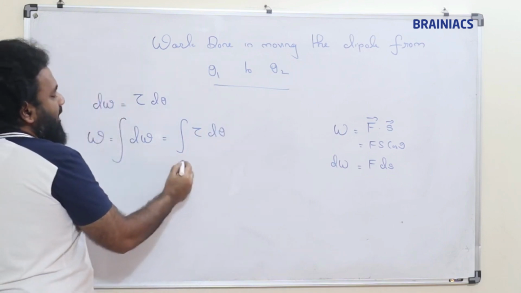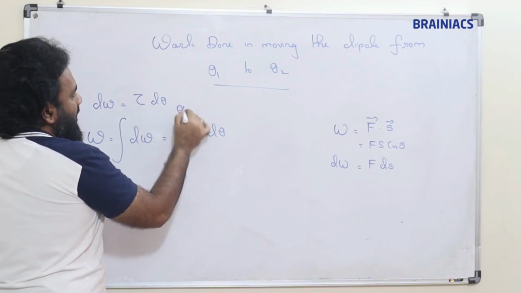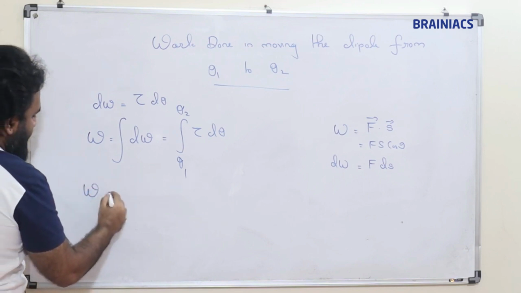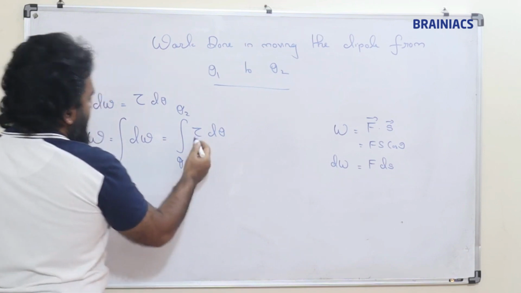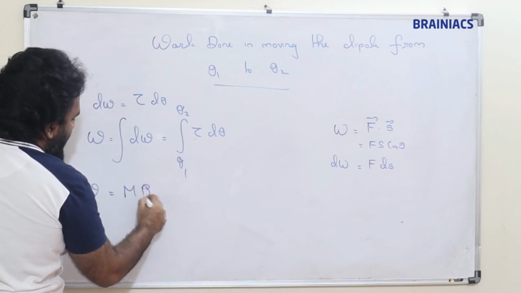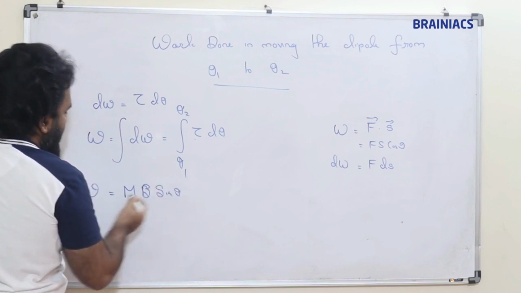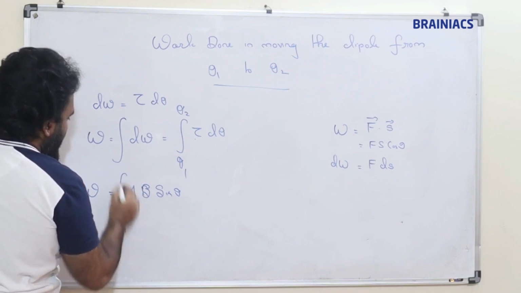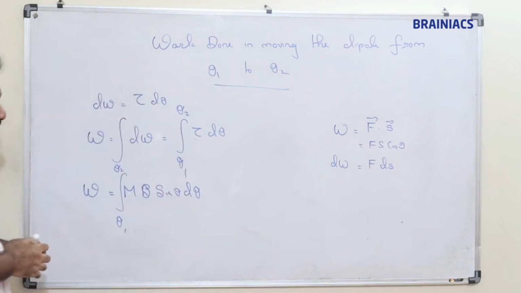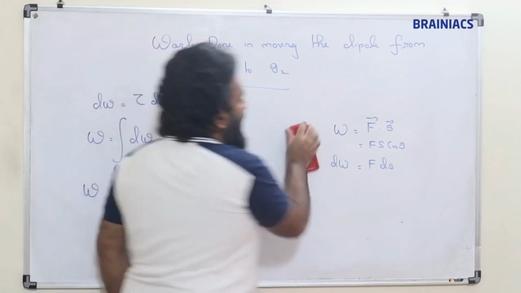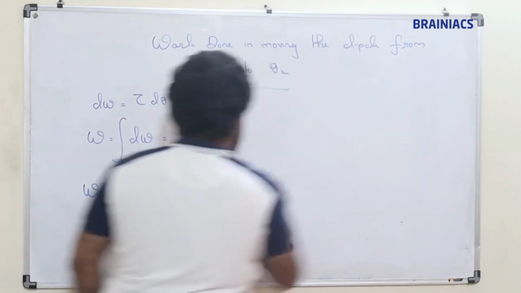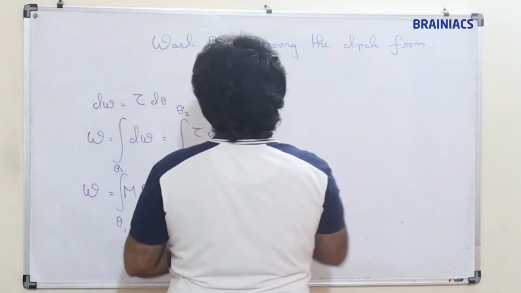Already it was at an angle theta 1. We need to move this to theta 2, so we put the limit theta 1 to theta 2. So work done will be what? Torque is what? MB sine theta, integral from theta 1 to theta 2, and here we put d theta. So MB sine theta d theta. Correct?